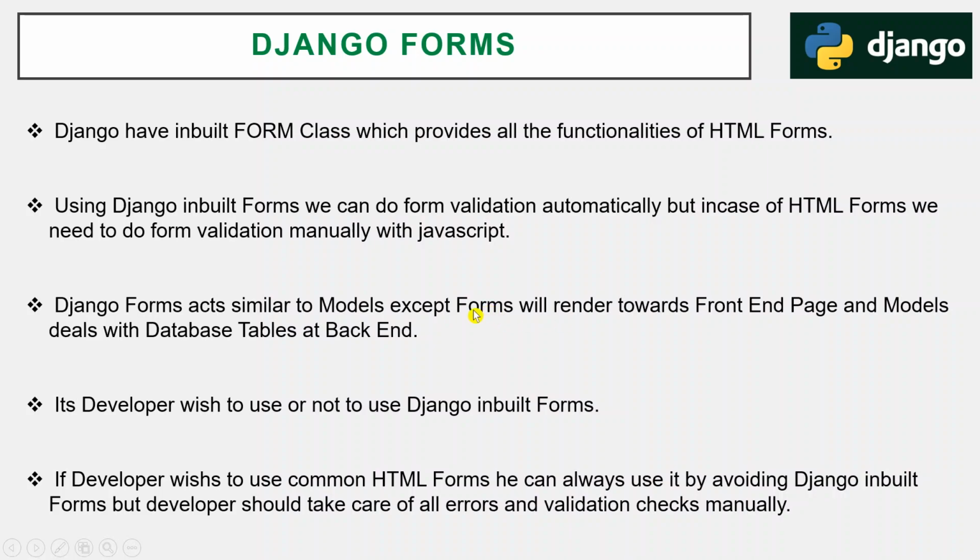Like that, how a class name becomes the database table name, and how an attribute of a class becomes a database table column name, that mapping, how it is done in the models, the same functionality will be done in the forms also. The simple difference is the forms will map the field to the input tag of the HTML form in the front end web page.